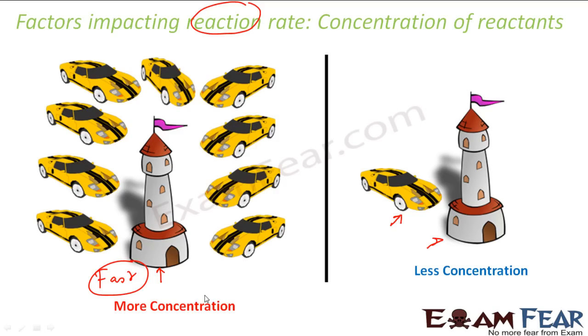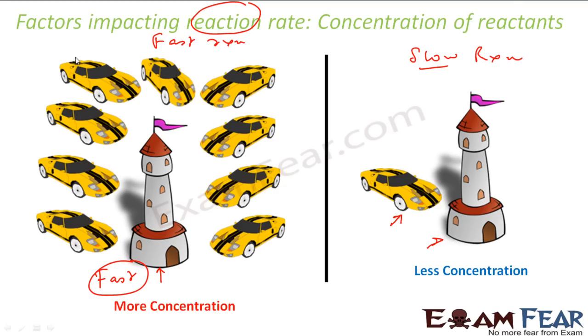So here we have more concentration on the left and less concentration on the right. Thinking from the car and tower example, the more cars we have, the more easily they can break the towers, and the faster the reaction will be. On the other hand, we have less concentration of cars. It will take more time to break the tower, so the reaction will be slow. And here will be a fast reaction.